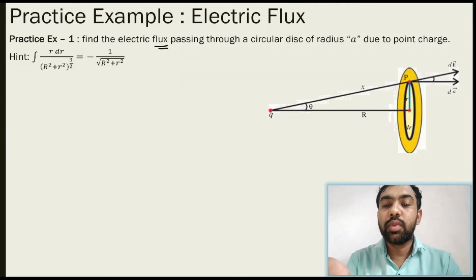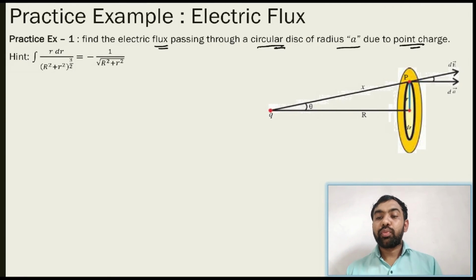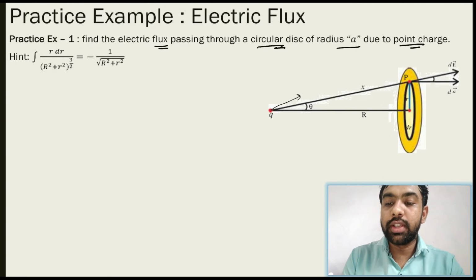Find the electric flux passing through a circular disc of radius a due to a point charge. See, if you consider this point charge, then the field is like this.